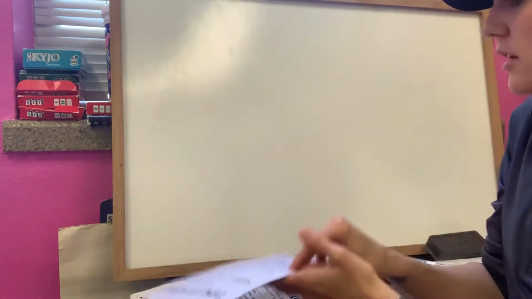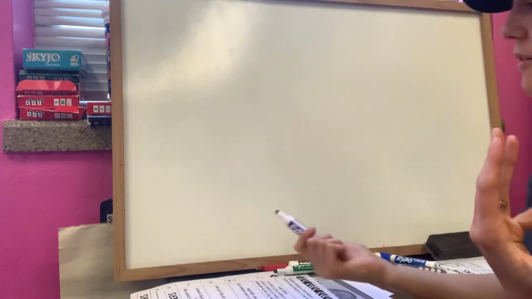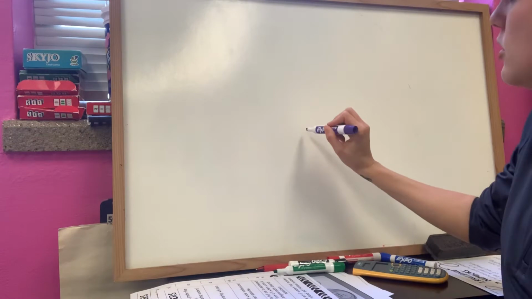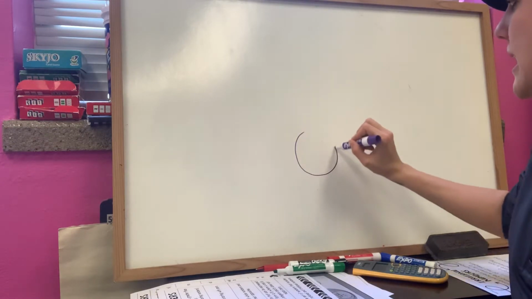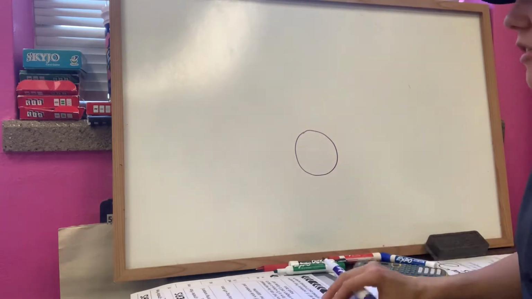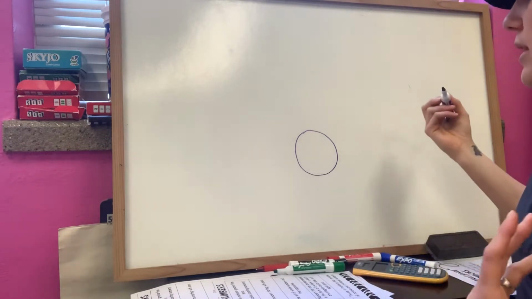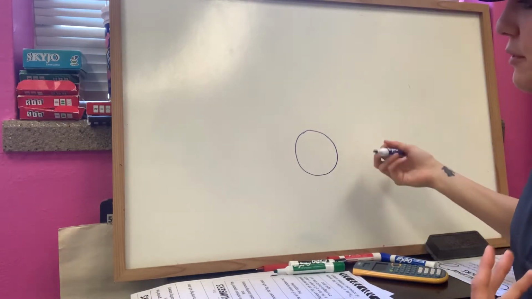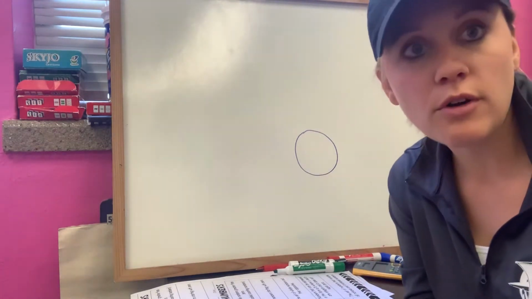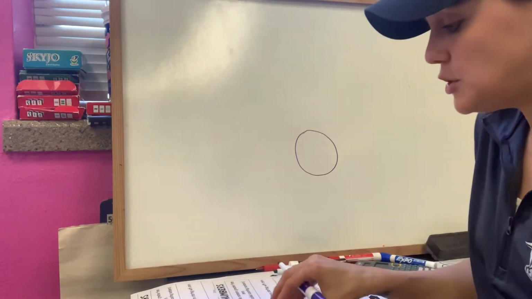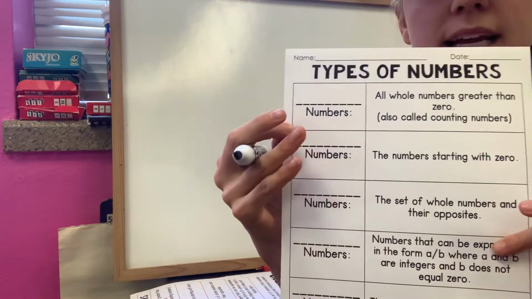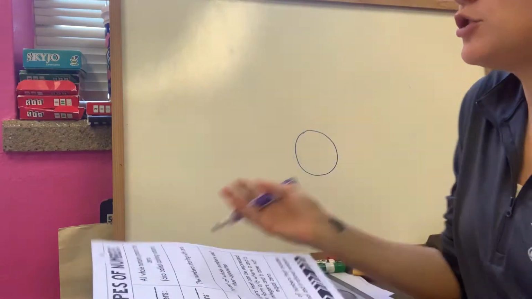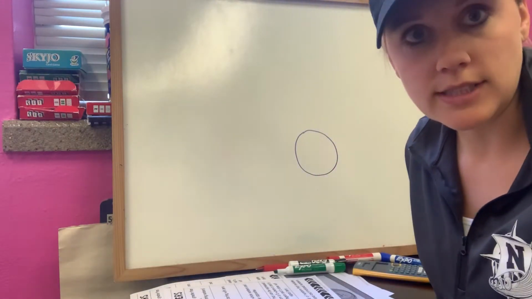Okay? So if you're thinking about numbers, the numbers that you learn right when you start counting, we usually call them counting numbers. They start with 1 and then we go 2 and 3 and 4. But in the math world, they're called natural numbers. So on this paper, your first blank is natural numbers. Those are all whole numbers greater than 0.